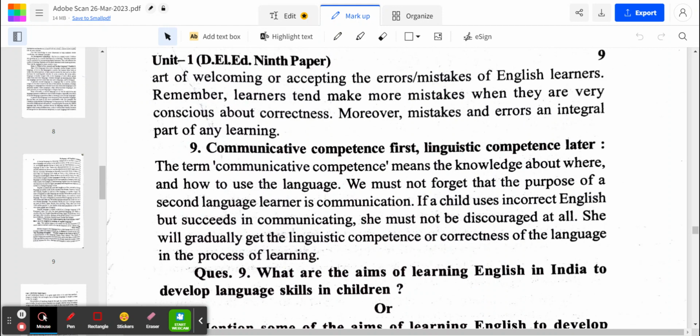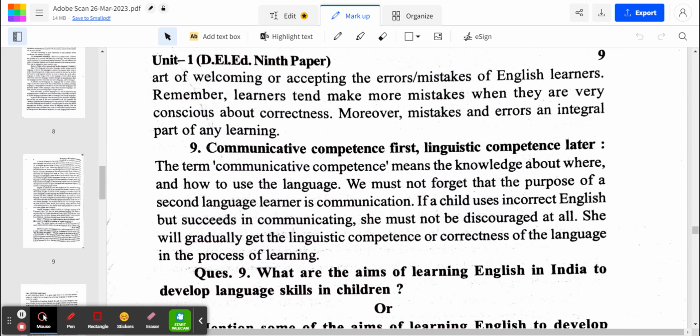Cognitive competence first, linguistic competence later. The term communicative competence means the knowledge about where and how to use the language. We must not forget that the purpose of second language learning is communication. If a child uses incorrect English but succeeds in communication, she must not be discouraged at all. She will eventually get the linguistic competence or correctness of the language in the process of learning.